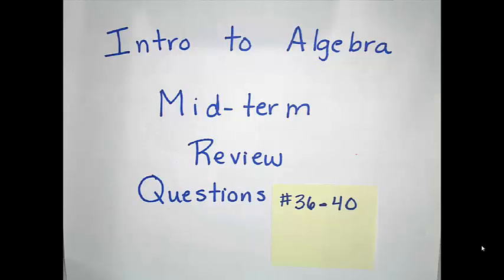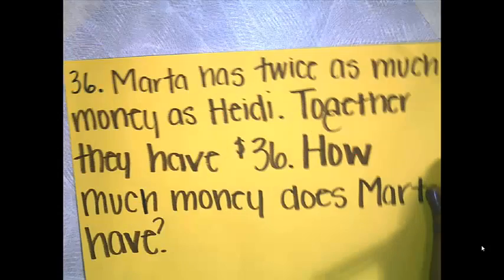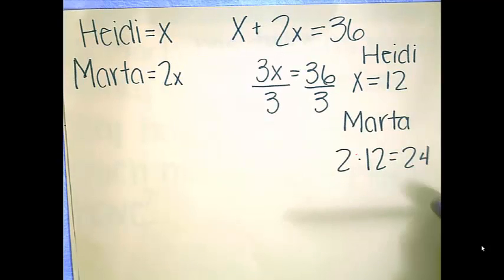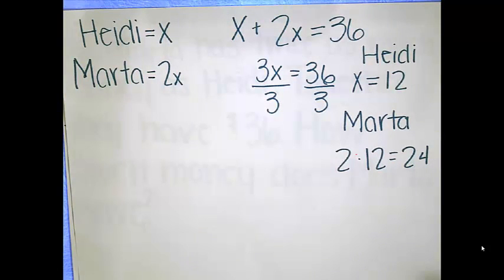Intro to Algebra Midterm Review, questions 36 through 40. Marta has twice as much money as Heidi. Together they have $36. How much money does Marta have? Okay, if Marta has twice as much, she would be 2x, and Heidi would be x. So you would set up the problem like x plus 2x equals 36.